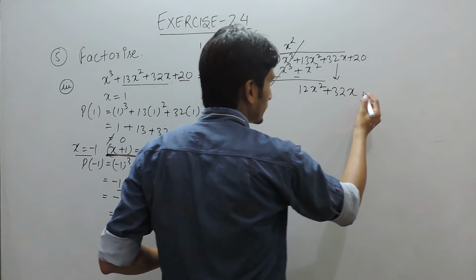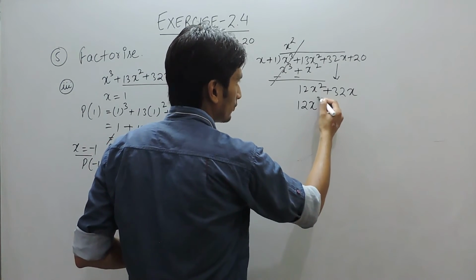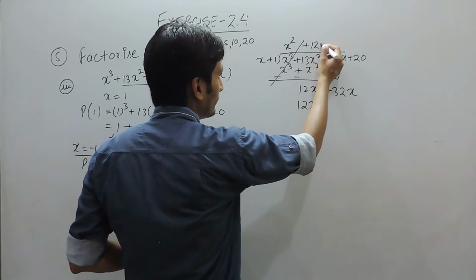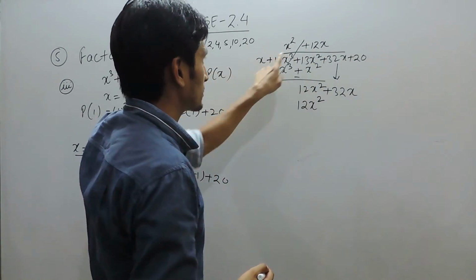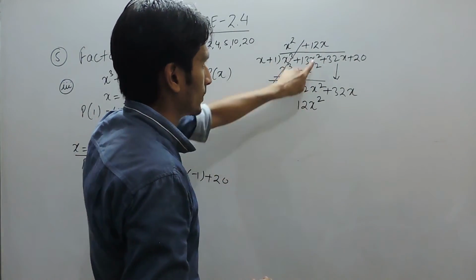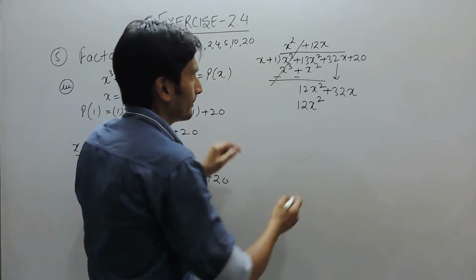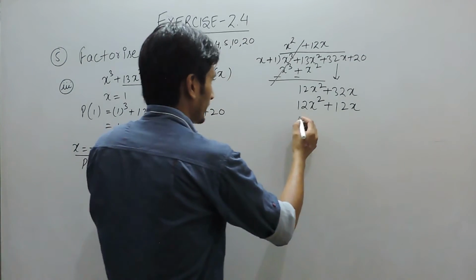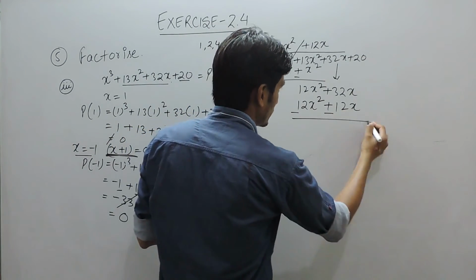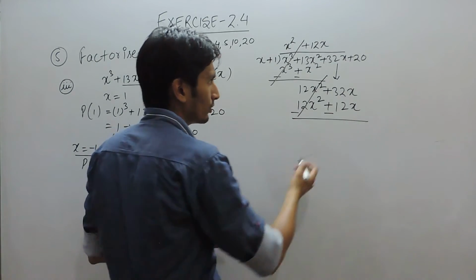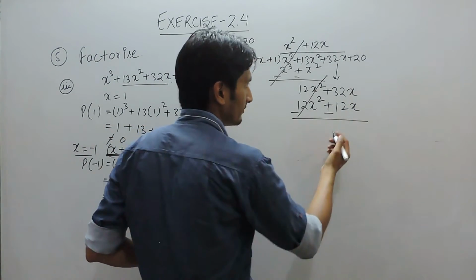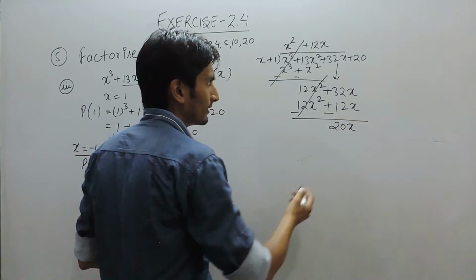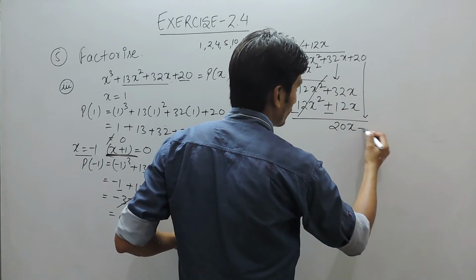So this is 32x. Now we have to make it 12x square, so you have to multiply by 12x, because 12x multiplied by x will give 12x square. Similarly, 12x multiplied by 1 will give again 12x, and again you have to subtract, changing the sign. This can be cancelled out. 32 minus 12 is 20x. The sign again will be positive and now this can be copied here.